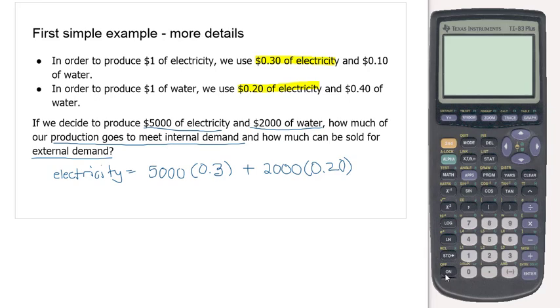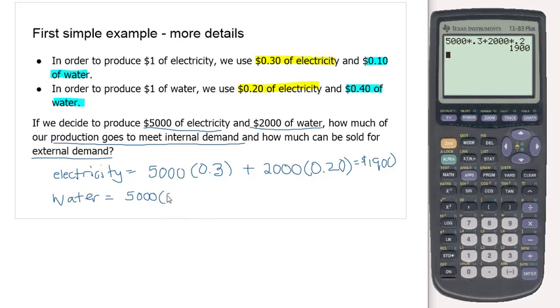So when we calculate that, we see that we use up $1,900 of electricity. And we can do the same thing for water. If we calculate how much water and electricity we're going to use up, for each $1 of electricity we use 10 cents of water.